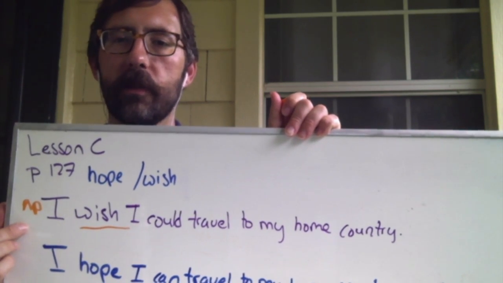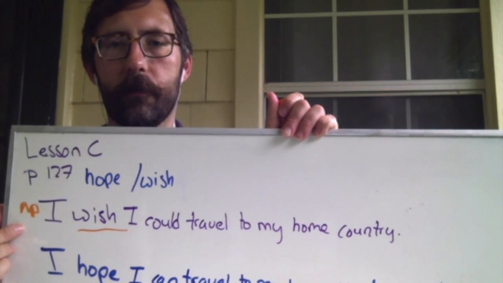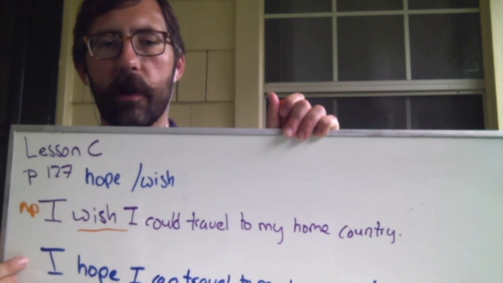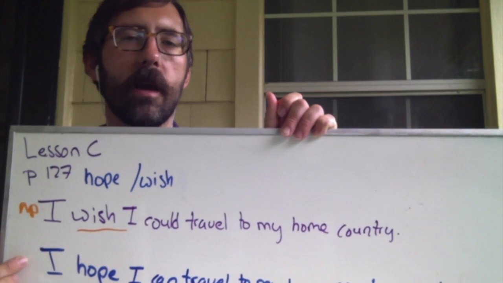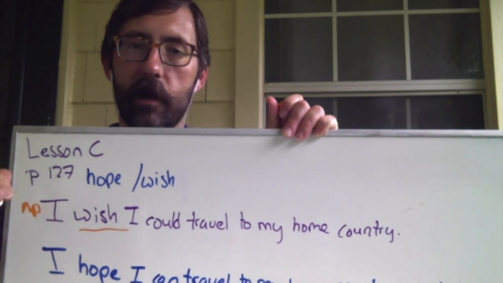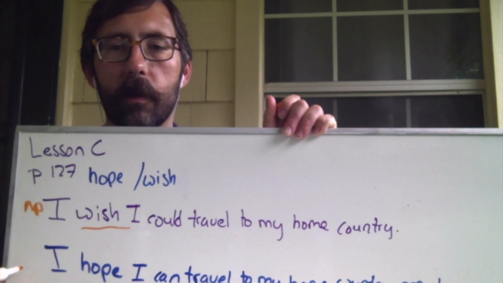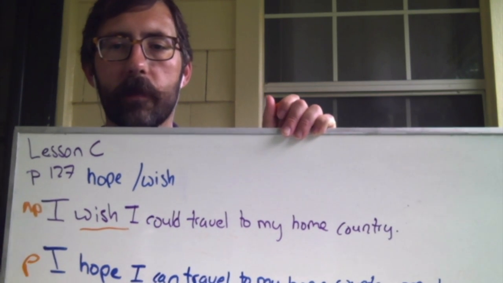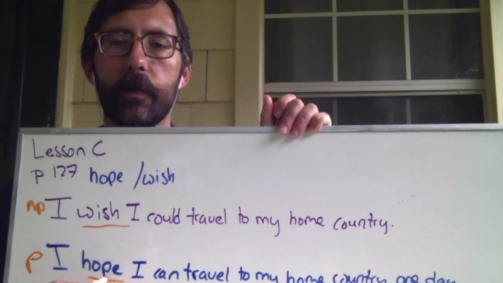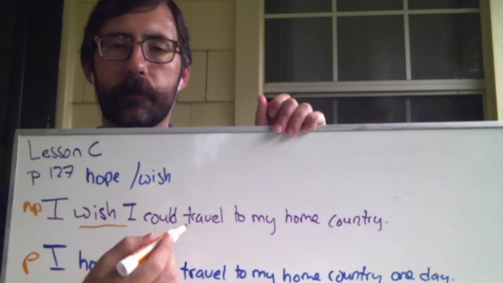Here, this is saying something that is not possible right now. This one, I hope I can travel to my home country one day, is saying one day it may be possible. But right now, not possible, but one day, yes, it might be possible. And so I'm going to put a P here for possible. And so I use hope when something is possible, and wish when something is not possible.